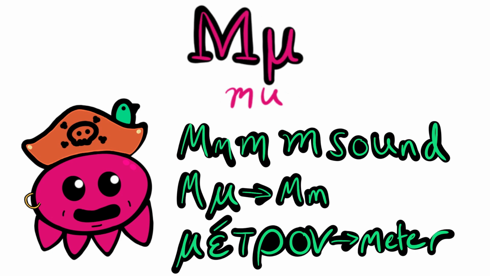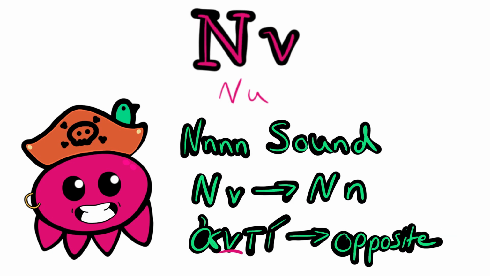Mu is just like what a cow says, and it's equivalent to the letter M. It makes the M sound, and it transliterates to an M as well. You can see this in words like metron, meaning a meter. The next ancient Greek letter is nu. It makes the N sound, and it transliterates to an N. You can see it in words like anti, meaning opposite or instead of.